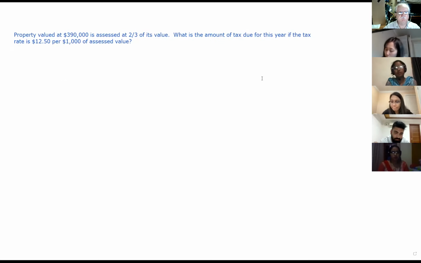So the property is valued at $390,000 and it's assessed at 2/3 of its value. What is the amount of tax due for this year if the tax rate is $12.50 per $1,000 of assessed value? Okay, let's look at the concept of it being assessed.